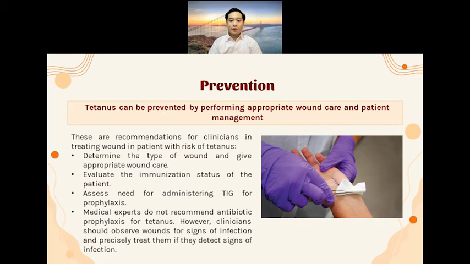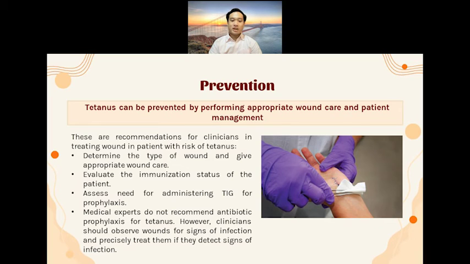Tetanus can be prevented by performing appropriate wound care and patient management. These are recommendations for clinicians to prevent tetanus. The first recommendation is to determine the type of wound and give appropriate wound care. There are several wound types, which may be clean or contaminated, superficial or deep. Dirty wounds increase the risk for tetanus. Necrotic or gangrenous wounds, frostbite, crush injuries, avulsion fractures, and burns are good environments for Clostridium tetani to proliferate. Clinicians should clean all wounds, remove dirt or foreign material, and remove necrotic material to prevent Clostridium tetani infection.